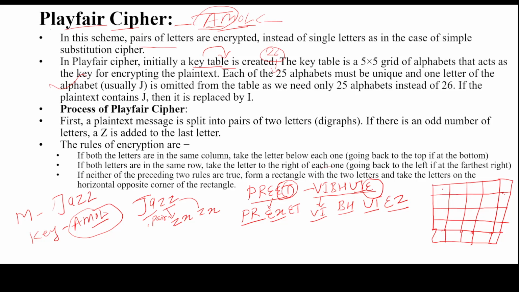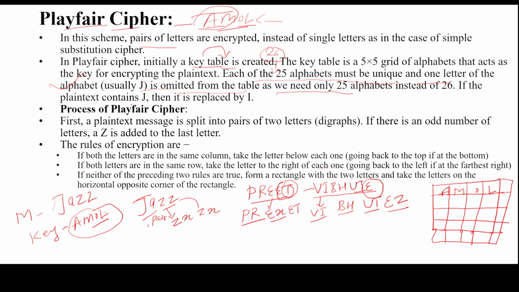Meaning A will be the single letter. We have to add M, O, L. No repetition is there. And the remaining letters of the alphabet, how many alphabets are there? 26. Okay. And one alphabet, I and J, here I have written each of the 25 alphabets must be unique and one letter of the alphabet, usually J, is omitted from the table. So we have to remove or eliminate J from the table. So the remaining 25 alphabets can be added instead of 26.